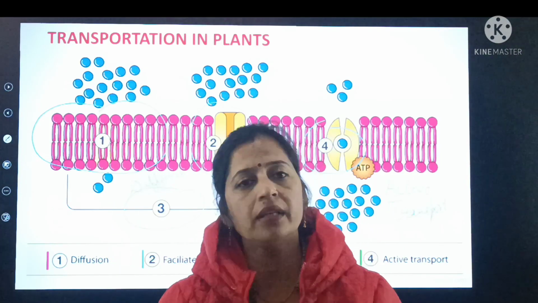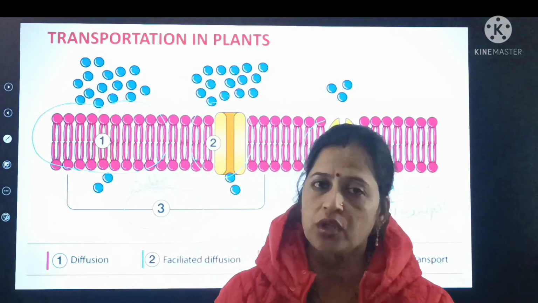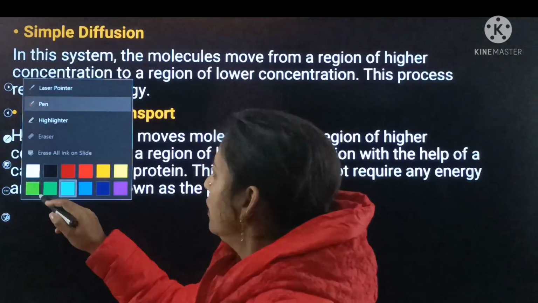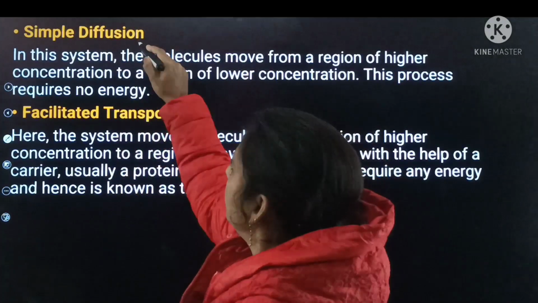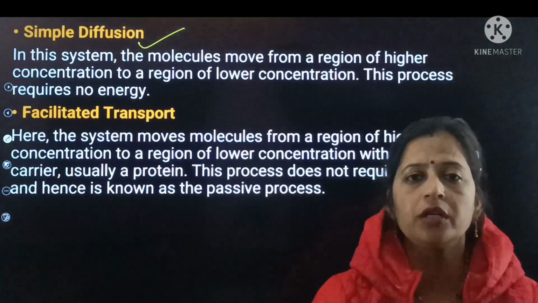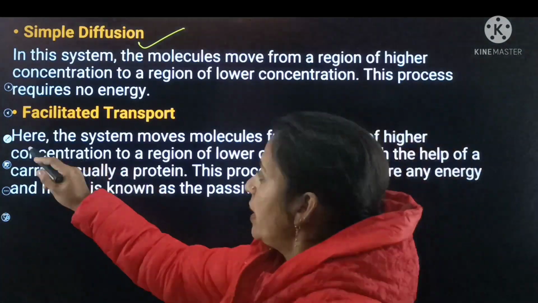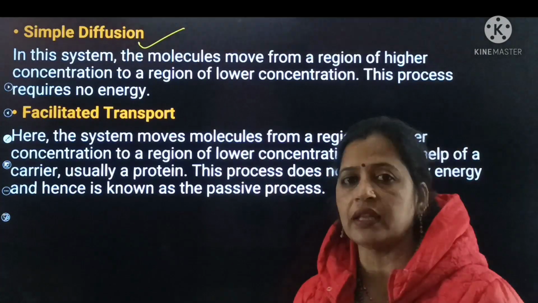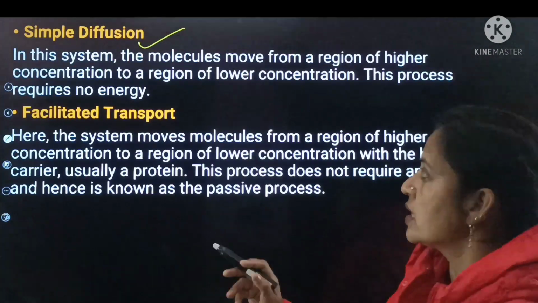तो यहाँ पर हम चार different mechanisms जो है उनको हम use करेंगे especially for the transportation in plants. So here beta, first is simple diffusion. What do you mean by the term simple diffusion? Simple diffusion होता क्या है? तो इस सिस्टम में सिंपल डिफ्यूजन के मेथड में क्या किया जाता है कि जो मॉलिक्यूल्स है दैट मूव फ्रॉम द रीजन ऑफ द हायर कंसंट्रेशन टू द रीजन ऑफ द लोअर कंसंट्रेशन.